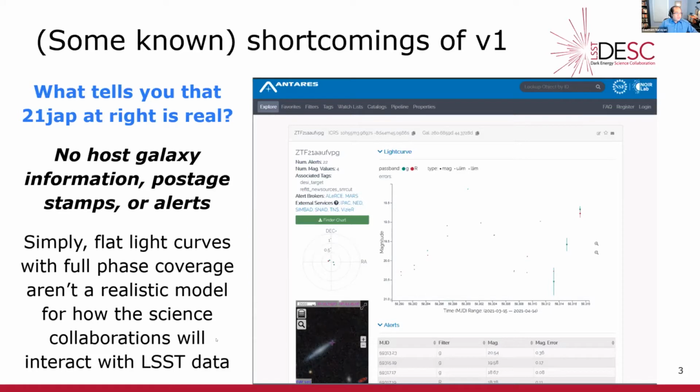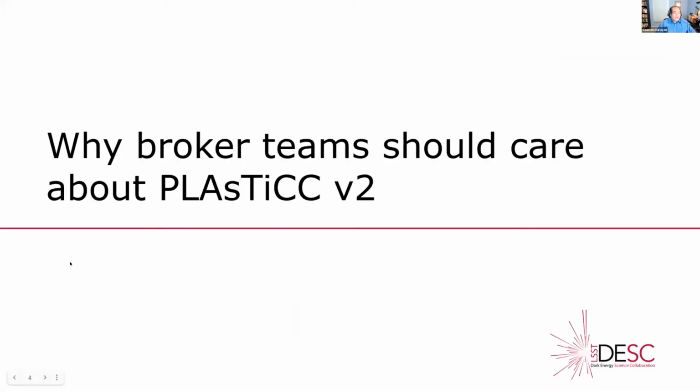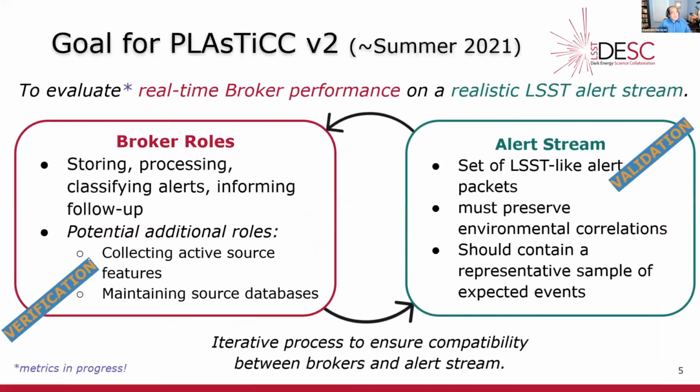So how do we prepare the community, science collaborations and broker teams to actually interact with LSST data? This is where Plastic version 2 comes in. So if you're a broker team, here is why you should care. The idea for Plastic version 2 is that it really connects what's going to happen from LSST with a broker team. It's a challenge no longer to jumpstart classification efforts, but to connect brokers with the LSST science collaborations. We will generate a much more realistic LSST alert stream that actually preserves things like host galaxy correlations and is a real representative sample of what we expect of LSST. We will send those to the broker teams.